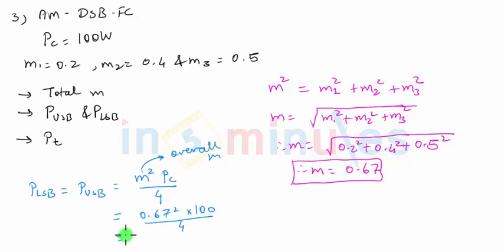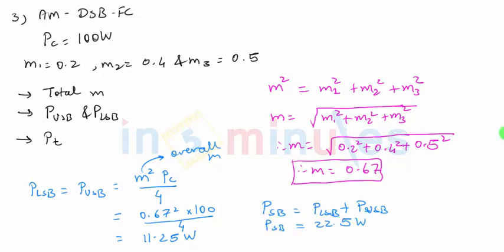So if you work this out, the upper and lower sideband power both will be of equal value, comes out to be 11.25 watts. So in case they had asked the total sideband power, the total sideband power is always the sum of lower sideband power and upper sideband power. And in this case, if you add or simply twice 11.25, you get 22.5. That's the total power in both the sidebands combined.